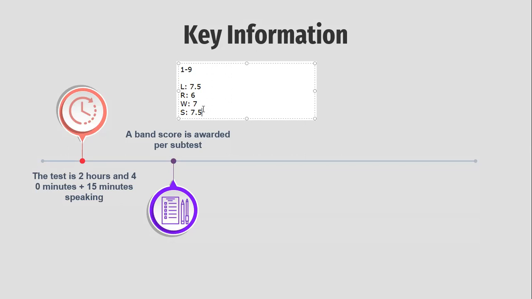How do they calculate the mark? They just add all of these together and divide by 4, and then they get the total. So it's 7.5 plus 6 plus 7 plus 7.5, divided by 4. Then they get the mark that you are going to get. So that's how it is divided.